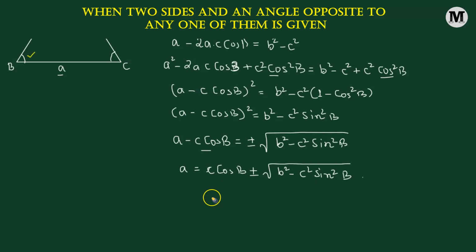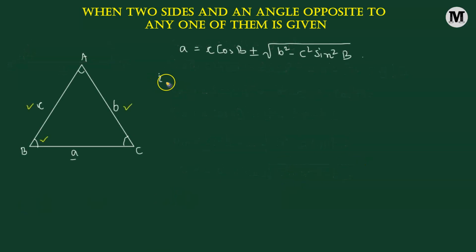Now clearly this is going to give rise to a couple of cases. We're going to specifically look at the expression underneath the square root. So let's look at the case when b is less than c times sine of angle B. Now, before understanding what it actually means, how do we even choose here? We're going to consider the side that is opposite to the known angle.